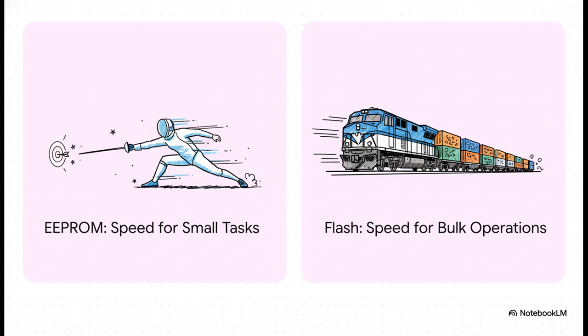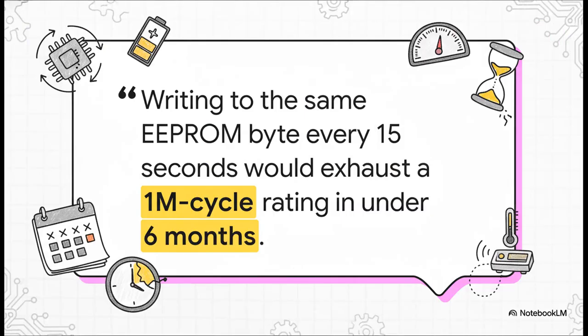Now let's talk about something really important, lifespan, or what engineers call endurance. See, these memory cells, they wear out a tiny bit every single time you write to them. Now, 1,000,000 write cycles, that sounds like a lot, right? But check out this quote. If you're hammering the same spot over and over, like logging a sensor reading every 15 seconds, you can burn through that entire lifespan shockingly fast.